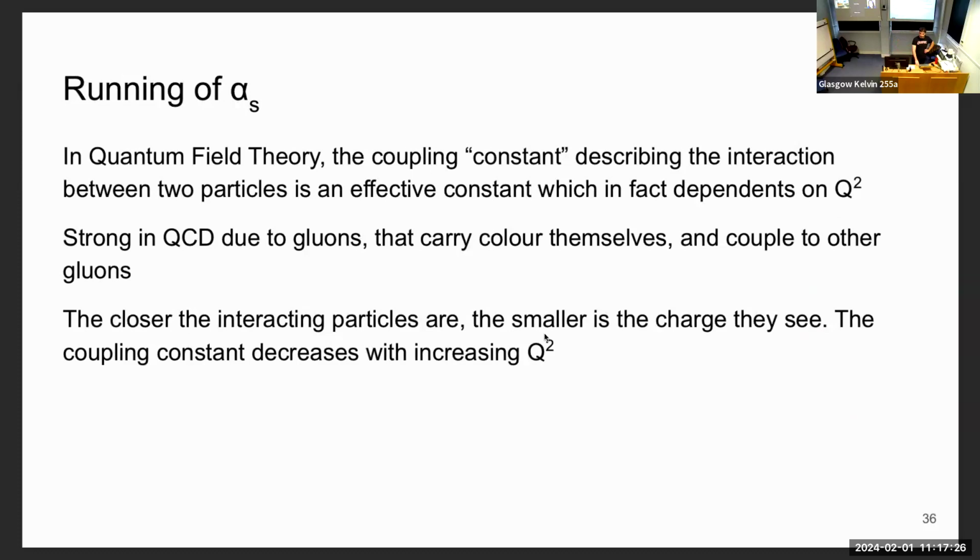Only one property left, which is the running of alpha s. In quantum field theory, the coupling constant describing the interaction between two particles is an effective constant, which depends on the value of Q squared.